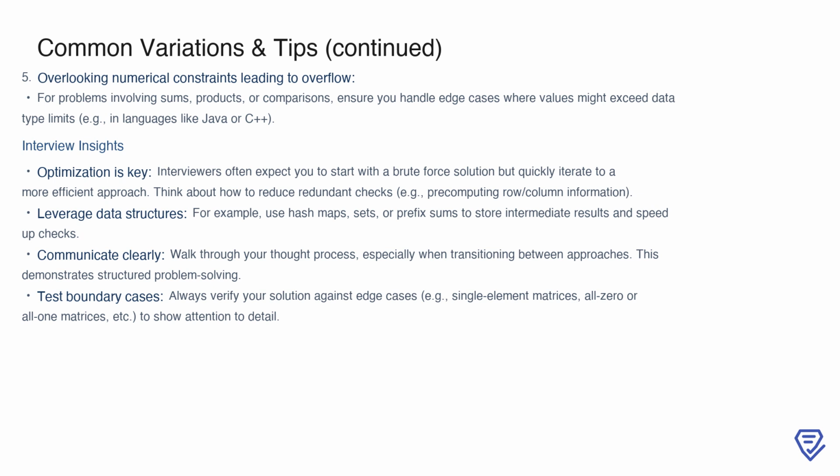While it's acceptable to start with a brute force solution, interviewers typically expect you to refine it into something more efficient. A good strategy is to think about how to minimize redundant checks, such as pre-computing row or column information to streamline validation. Additionally, leveraging appropriate data structures, like hash maps, sets, or prefix sums, can significantly improve your solution's efficiency. Clear communication is also essential.